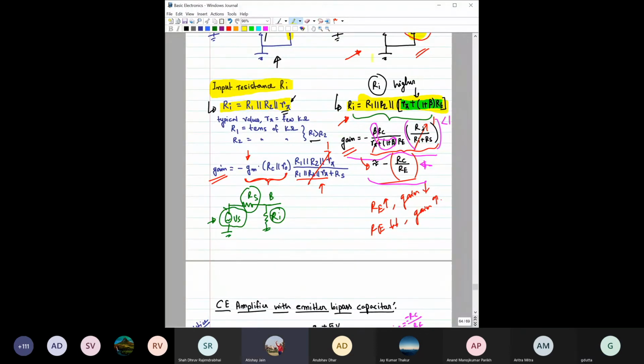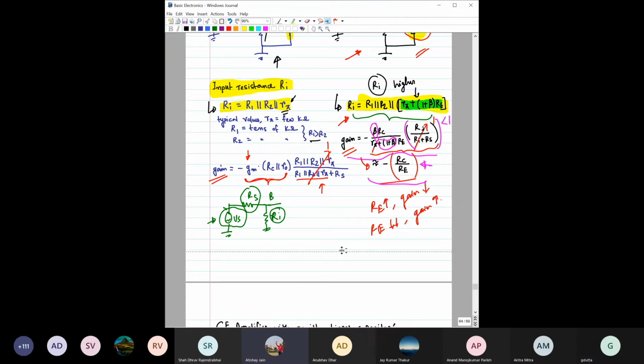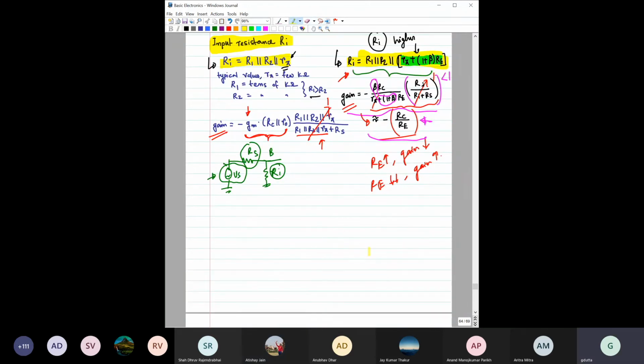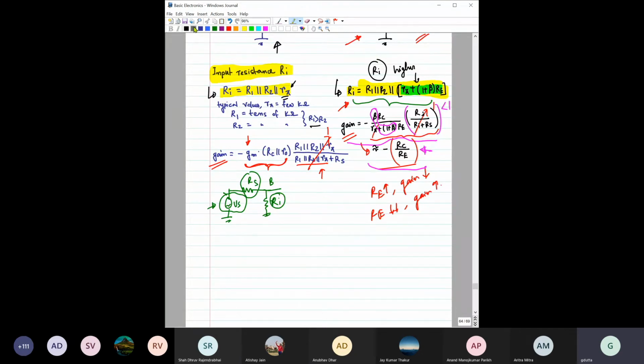Sir, 1 plus beta into RE is of the order of R pi. Very good, very good. That's what I also wanted to point out. See, this was our earlier gain. The gain was not just this one; the gain was minus beta RC by R pi plus 1 plus beta RE, into RI by RI plus RA.